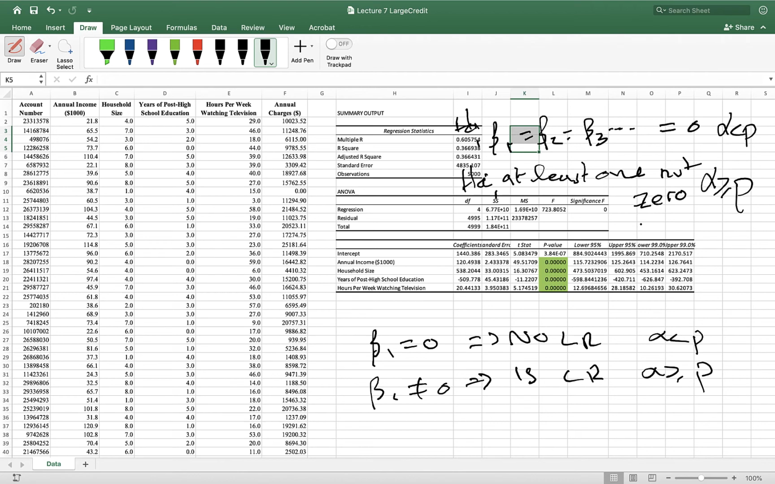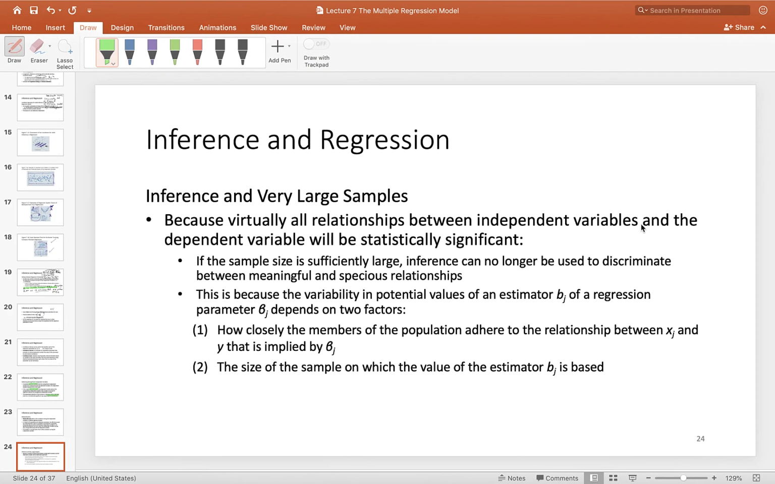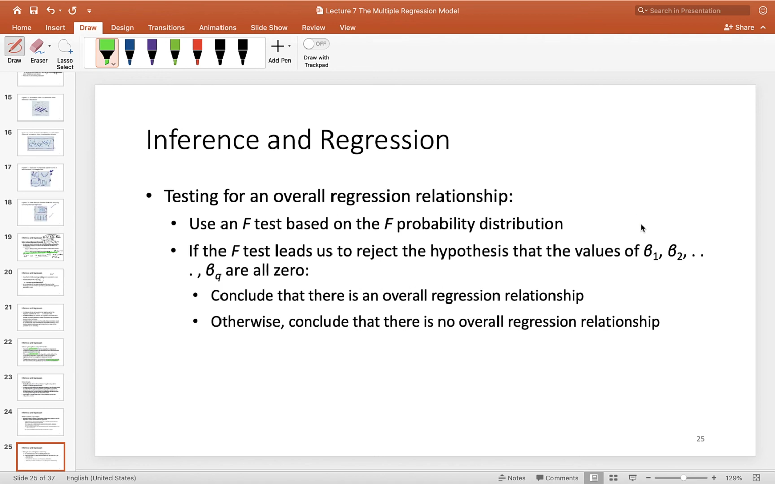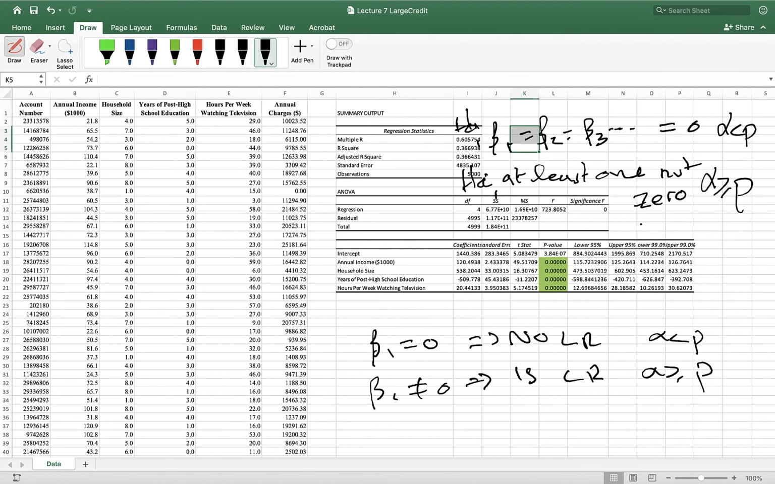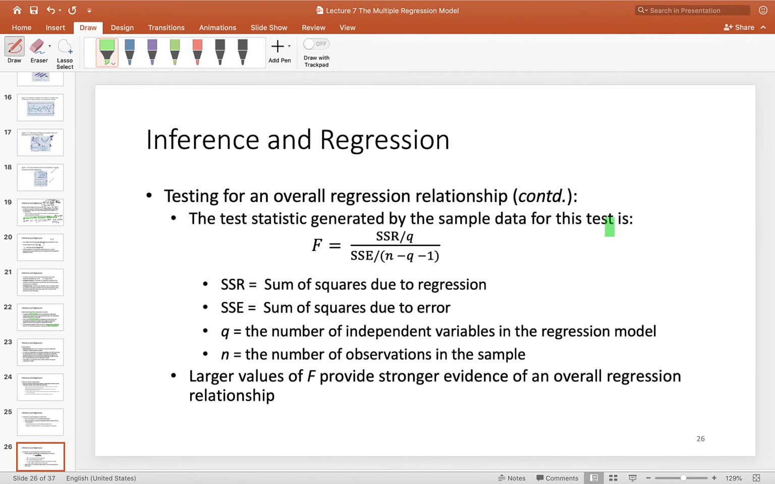So let's move back to the PowerPoints. That's a note about large samples. And this is using the significance F that we just used, and this is how you actually calculate significance F, but as you saw, it was 0 for us, and you don't actually have to calculate it yourself. It's going to be this value that's given to you in here. You don't have to calculate it yourself. Moving on.